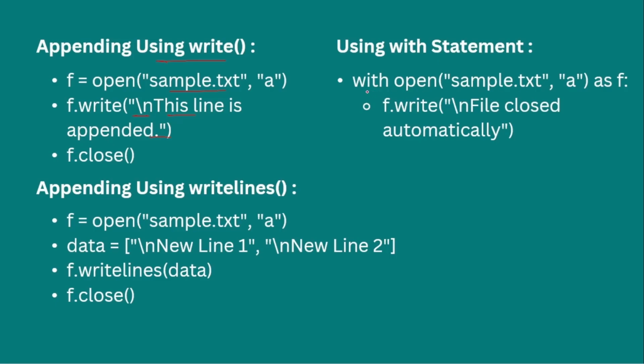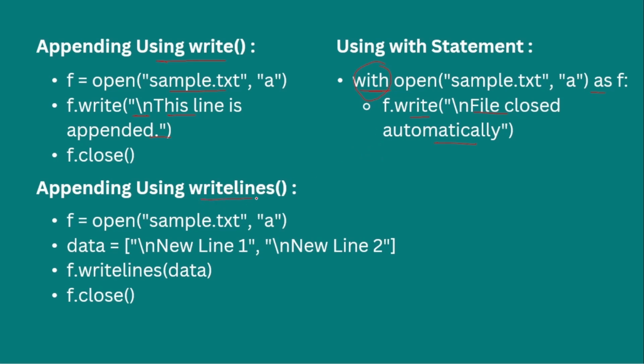Here again, we can use the with statement: with open sample.txt in append mode as f, f.write, file closed automatically. And we don't have to explicitly write f.close, because when we open it using with, it closes automatically. This way it is appended using write.